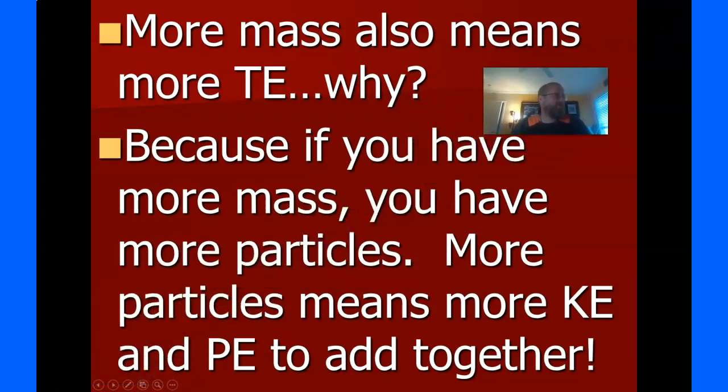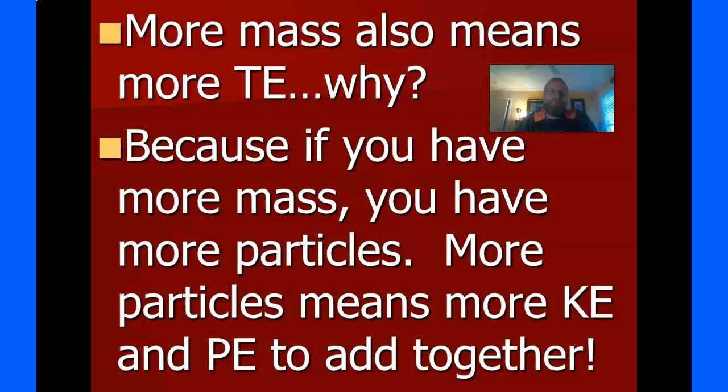More particles means more kinetic energy and potential energy to add together. So basically, if I had a mug of coffee, I'm not drinking coffee right now, I'm drinking something cold, but if I had a mug of coffee right now, it has a certain amount of thermal energy, kinetic and potential energy.